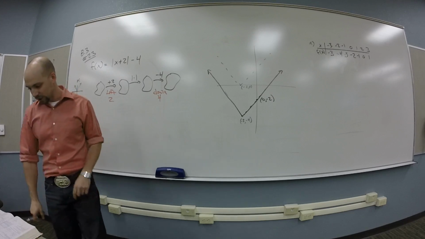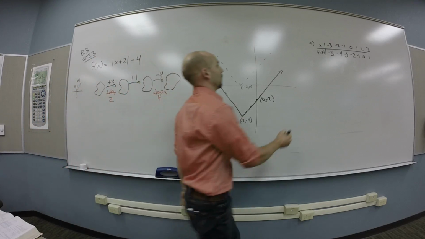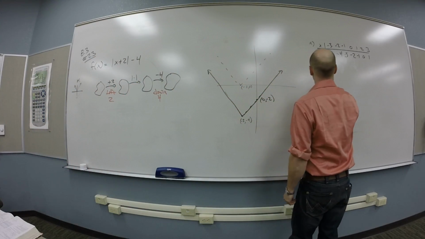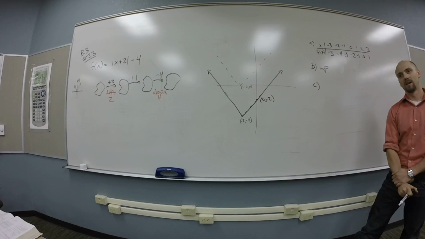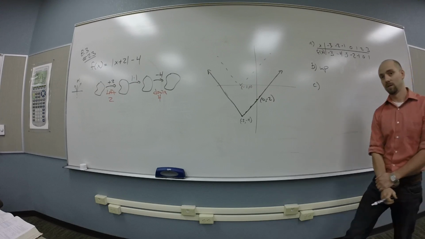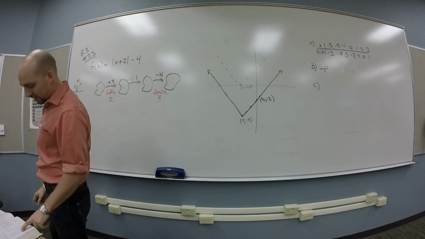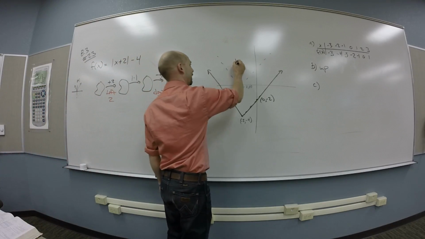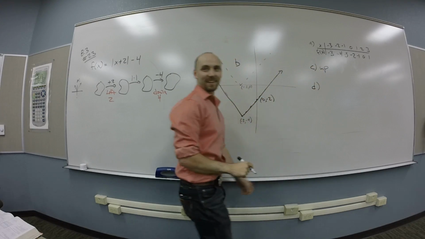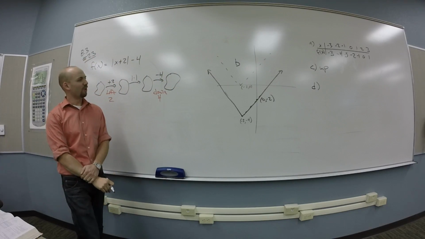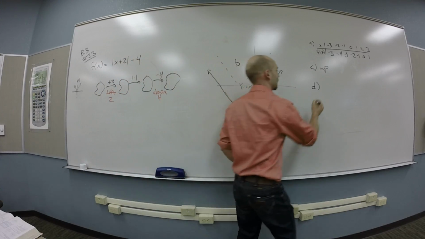Part B says, does it open up or down? It opens up. What's C say? Actually, I think B is the upward and downward, and C is plot. C is up. How about D? Determine the vertex. Oh wait, we already did that too, right? The vertex is at negative 2, negative 4.